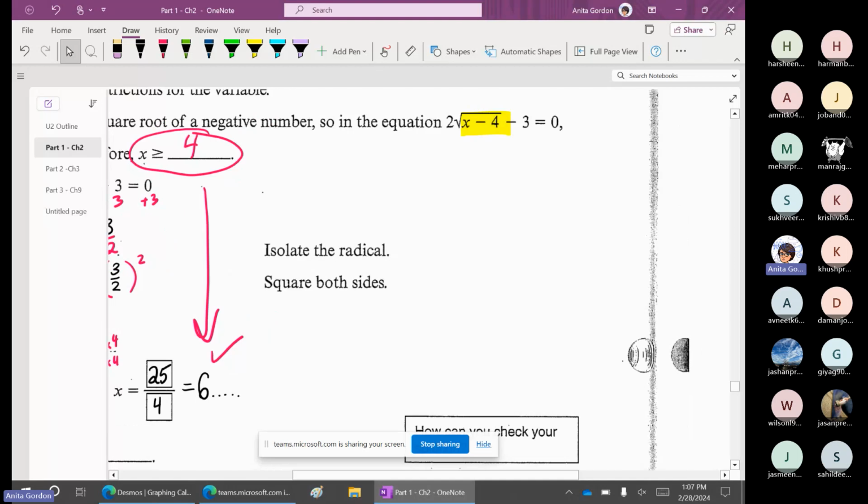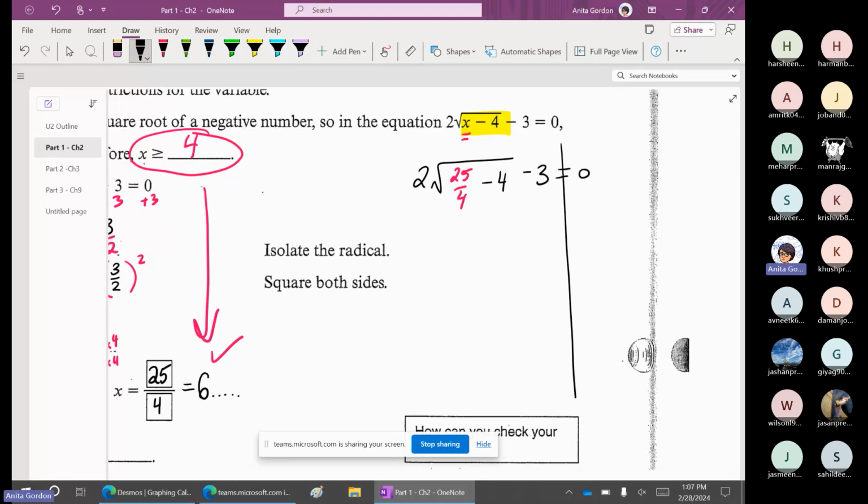The next thing I'm going to do is check it mathematically. I'm going to put 25 over 4 in place of x. 2 square root of 25 over 4, and I leave everything the same. I draw a line. I'm not going to move anything over to the other side. I'm just going to maintain 0. Common denominator again, right? I need to put this over 1 times 4 times 4. This is going to be 2 square root of 25 minus 16 all over 4, minus 3.